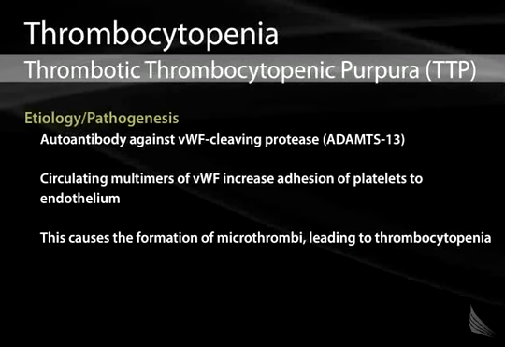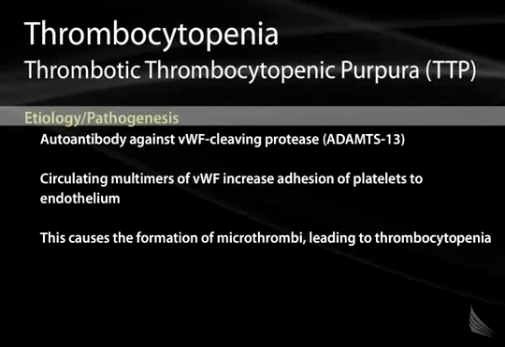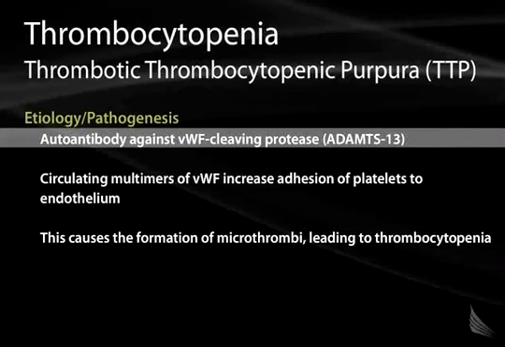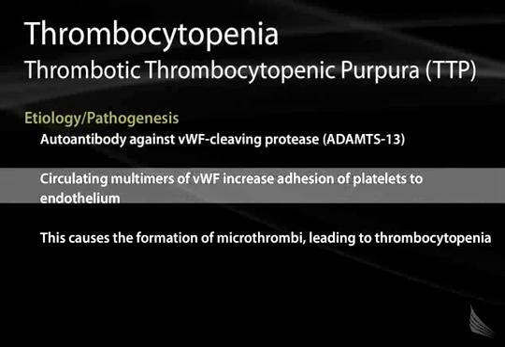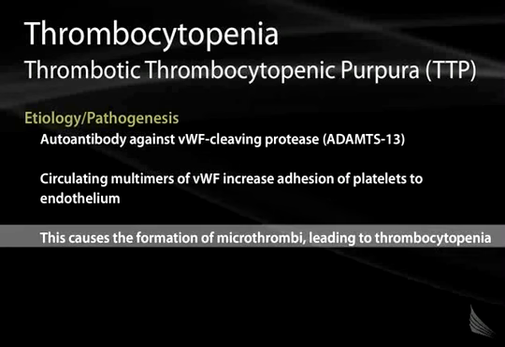Moving on to a discussion of TTP, the pathogenesis of TTP is generated by an autoantibody against the von Willebrand factor cleaving protease, or ADAMTS13, which can cause aggregation of circulating large multimers of von Willebrand factor because the von Willebrand factor cleaving protease is not present. So these unusually large von Willebrand factor multimers can create a nidus for adhesion of platelets to the endothelium and activation once they are adhered. This can cause the formation of microthrombi, which leads to the cascade that we mentioned in thrombotic microangiopathies.